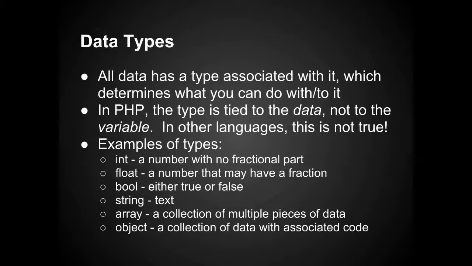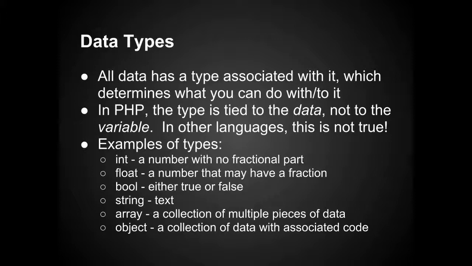Some examples of data types that we have. An int or integer is a number with no fractional part. A float is a number that may or may not have a fraction. Floats can generally be a lot larger than integers as well. A Boolean is a very simple data type, which is either true or false. Those are the only possible values. A string is a collection of 0 or more characters of any sort, basically just text.